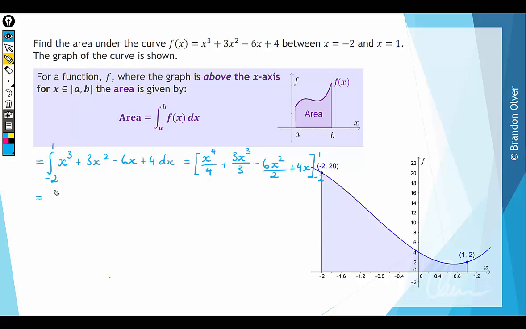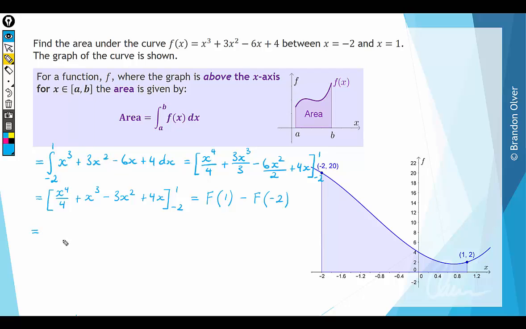So if we just clean that up, we're going to have x to the power of 4 on 4, but the next term is going to become just plus x cubed, and then minus 3x squared, and then plus 4x, evaluated between -2 and 1. And the fundamental theorem of integral calculus says we can evaluate that by calculating the antiderivative capital F, inside the bracket, at 1, subtracted away the antiderivative evaluated at -2.